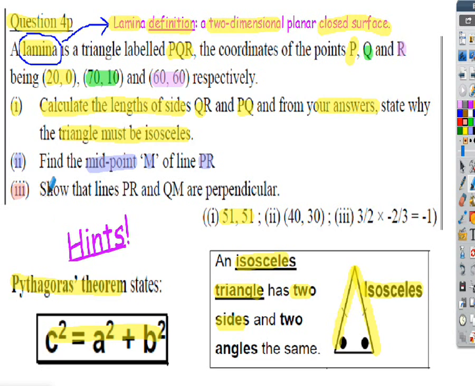Finally, part 3, we're asked to show that the lines PR and QM are perpendicular to each other. So that's using the techniques we've shown in this presentation. You'll need to calculate the gradients of line PR and QM and then multiply them together and show that the answer is -1. On the following slide I've shown a little more detail related to Pythagoras' theorem, purely for reference.